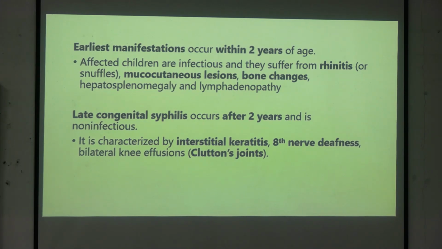After 2 years if it persists, we will call it late congenital syphilis. Those symptoms are a bit different. You have deafness, 8th nerve deafness, and you have interstitial keratitis and bilateral knee effusions, joint effusion. So these are the presenting symptoms if the neonate or if the child is affected with syphilis. This is called the late congenital syphilis, which will be manifested after 2 years. Before 2 years mucocutaneous, after 2 years it will be mostly the joints and the deafness.